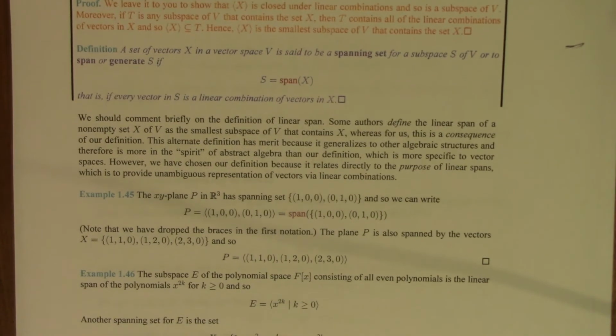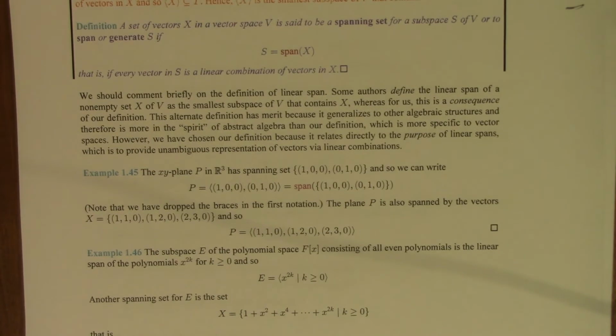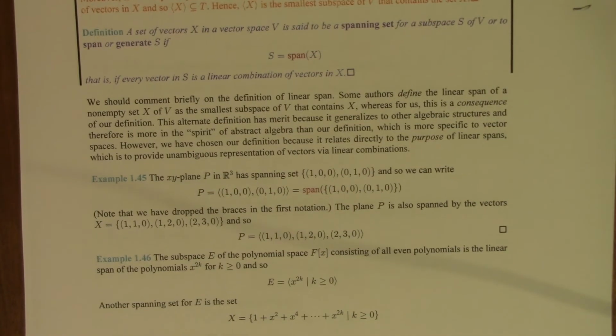In general, subspaces will have many spanning sets, infinitely many spanning sets, in fact. So long as the base field is infinite, like the real numbers or complex numbers, there are going to be infinitely many spanning sets, except for the trivial subspace, which is only spanned by the zero vector.